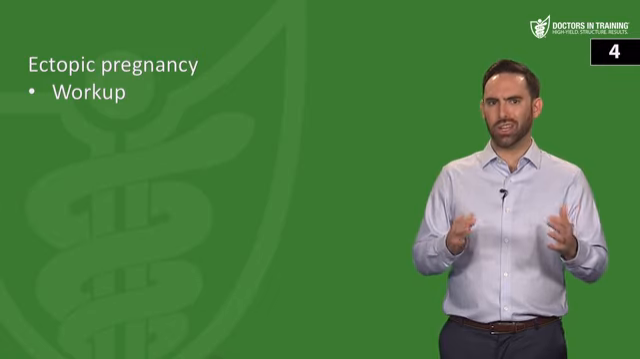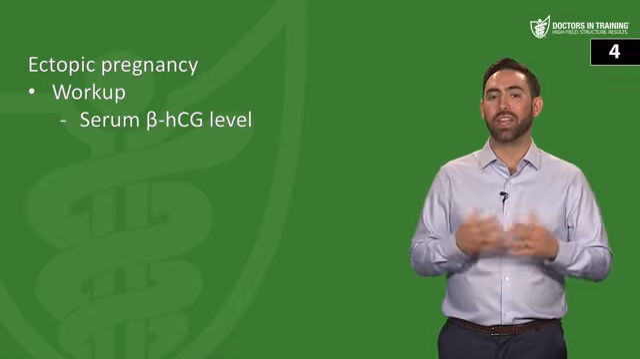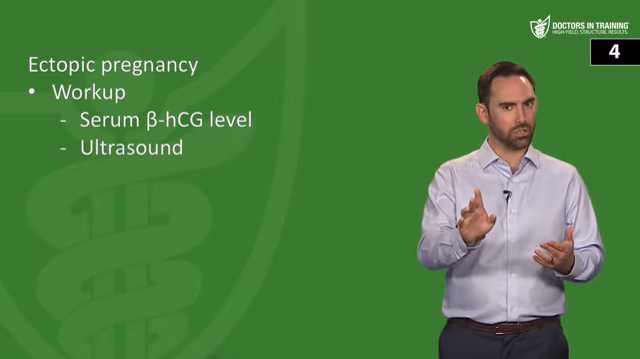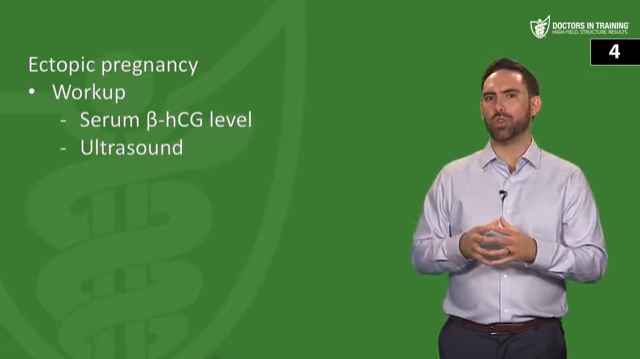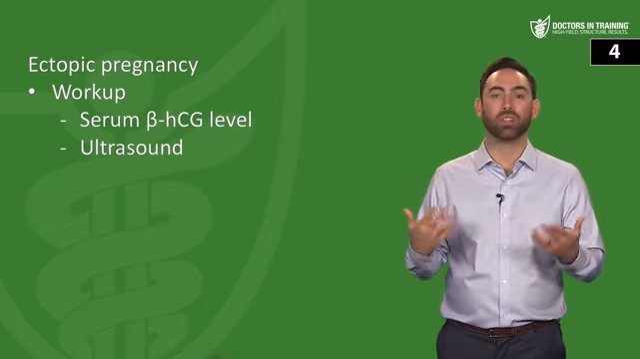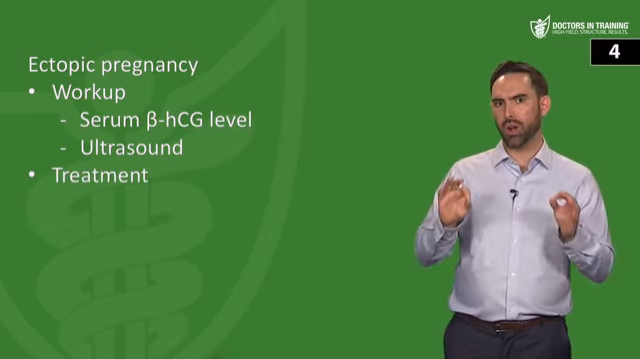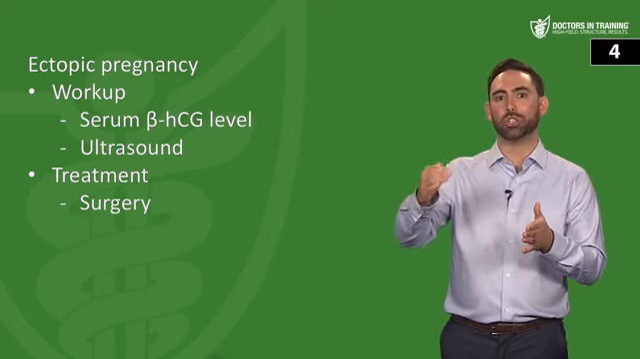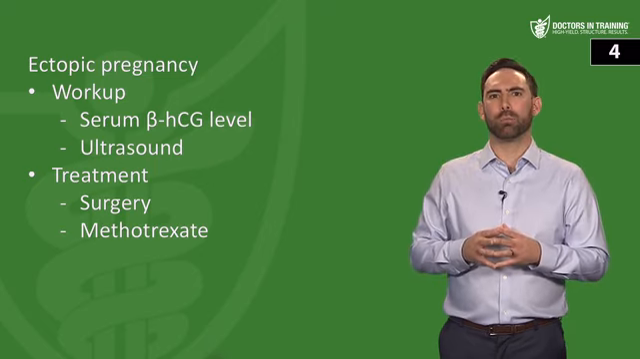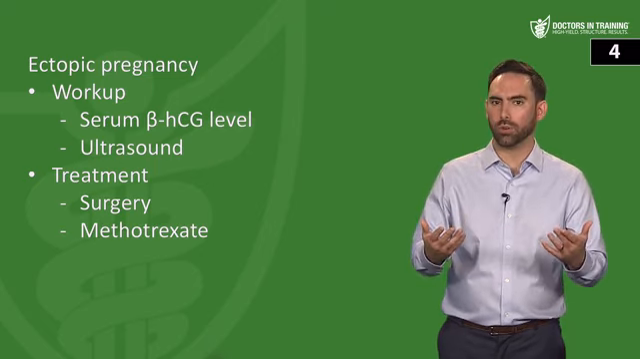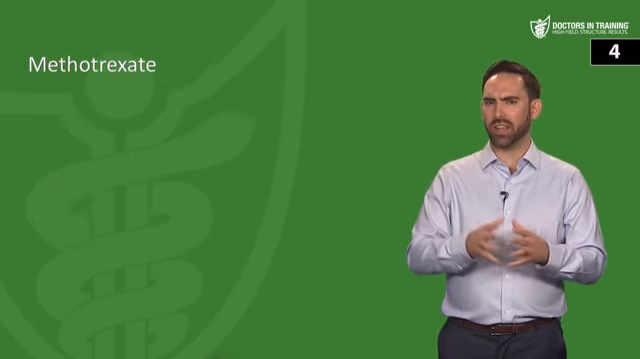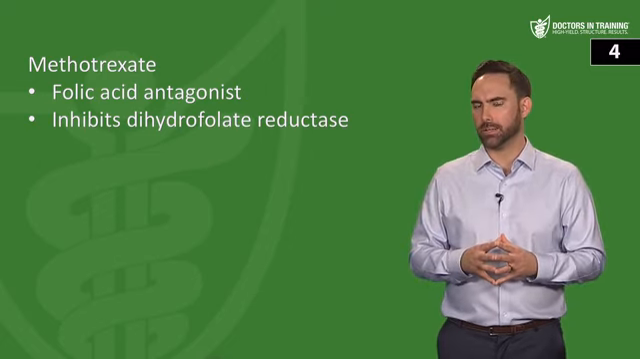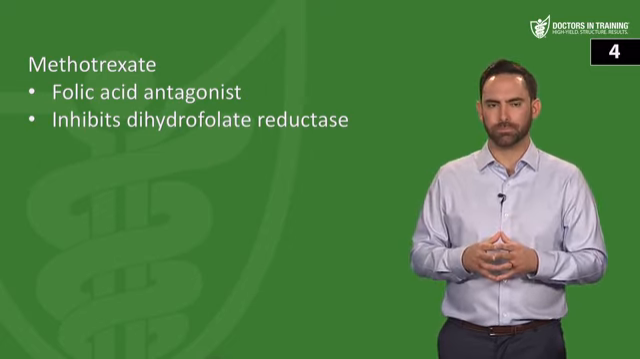Your workup should include a serum beta-HCG level and an ultrasound. The beta-HCG level will be elevated because the patient is pregnant, but the level may be lower than normal because these are not normal healthy pregnancies. The treatment for ectopic pregnancy is usually surgical, but in some cases you can use the medication methotrexate. You'll learn more about methotrexate in more detail later on in the course, but I'll just mention that methotrexate is a folic acid antagonist that inhibits dihydrofolate reductase, an enzyme involved in DNA synthesis.